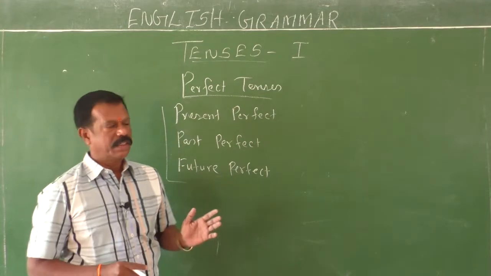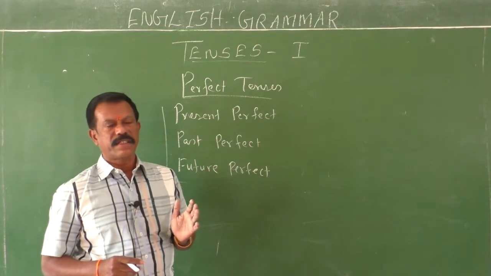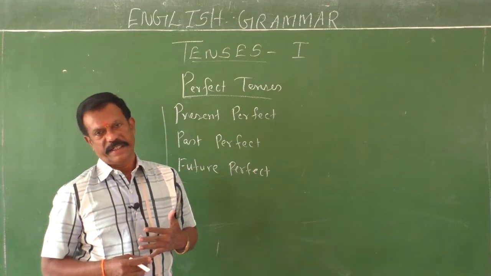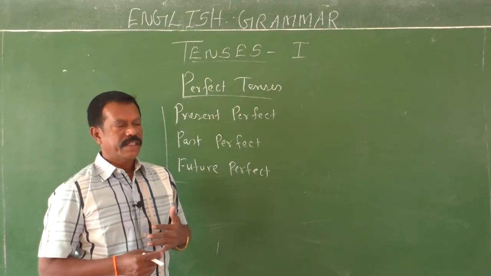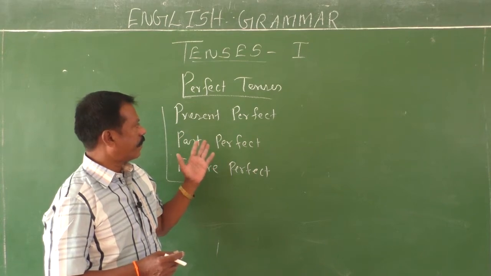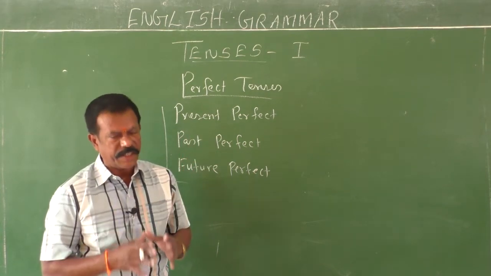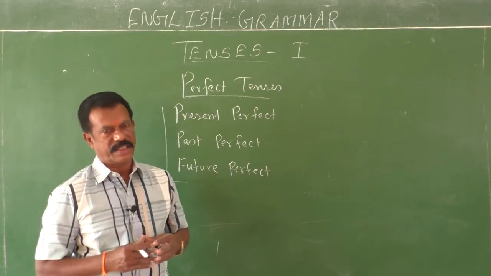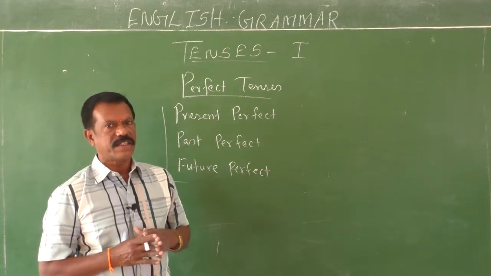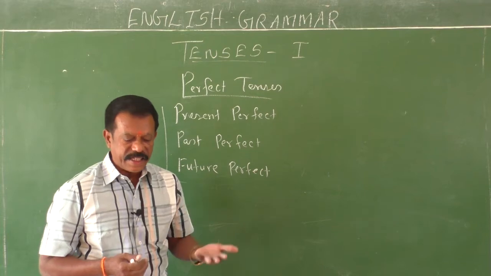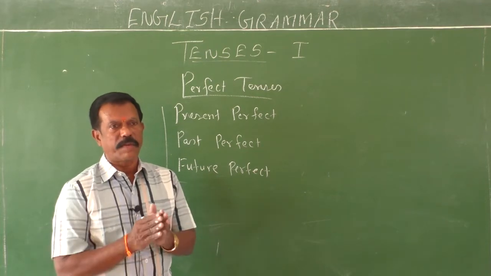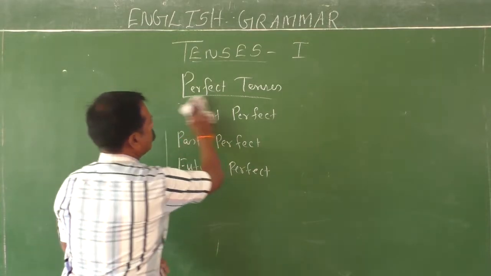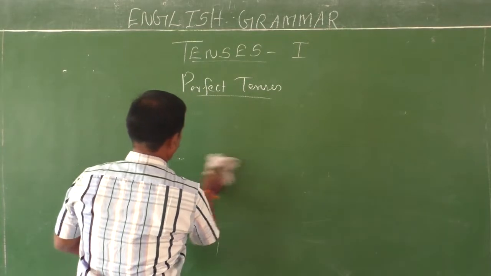Present perfect. We use this present perfect tense to refer to a recently completed action. That's important. See, both past tense and present perfect tense refer to completed actions only. But there is a marked difference between these two tenses. We use present perfect tense to refer to a recently completed action. There should not be any confusion. I'll give you some good examples for this present perfect tense.